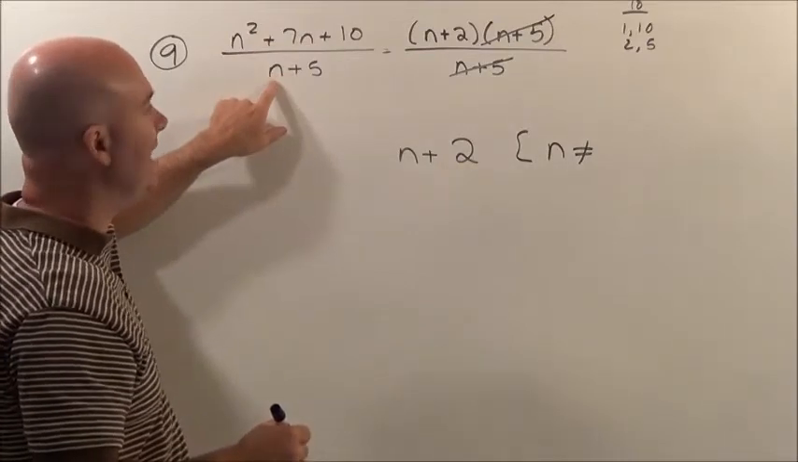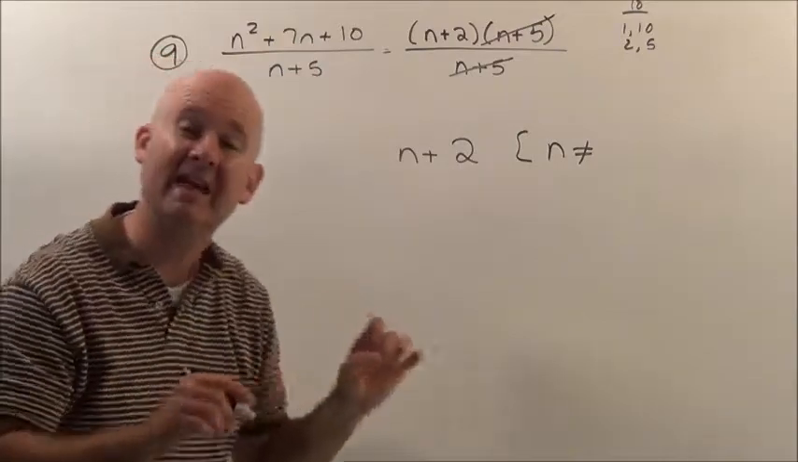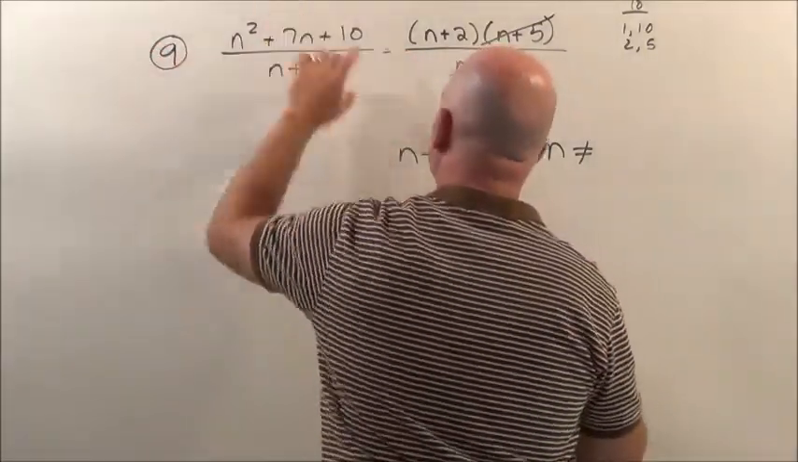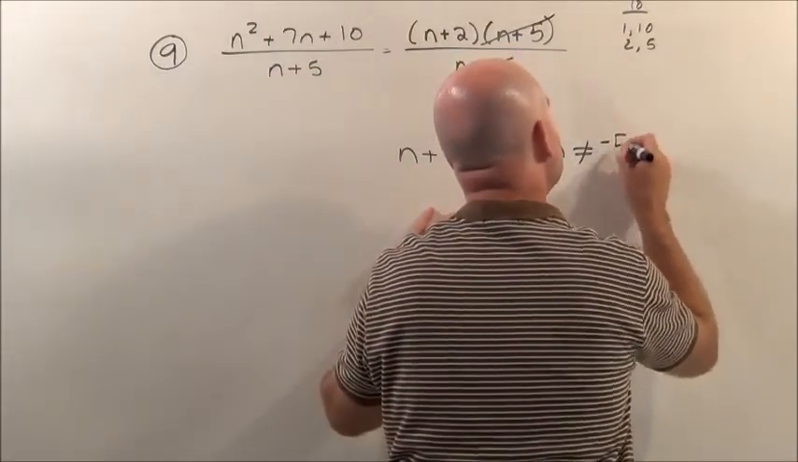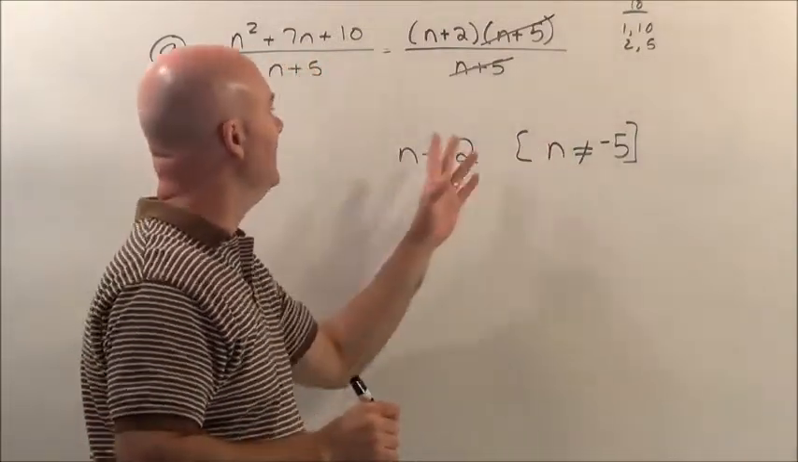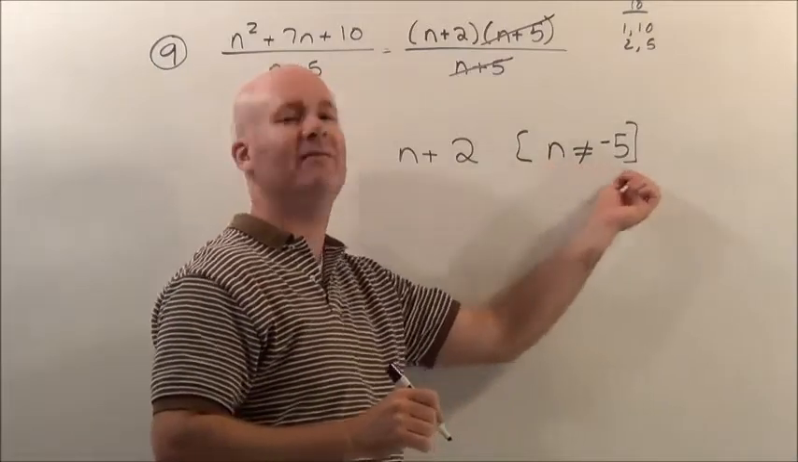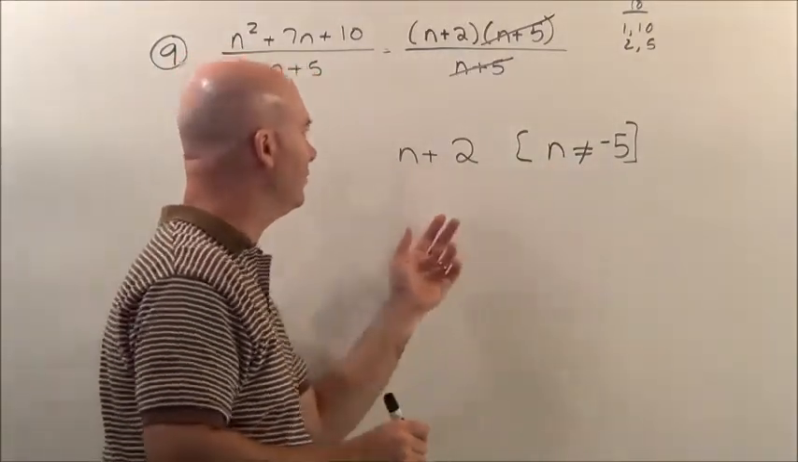What value, if you try to plug it in for n, would create a problem here? Well, if n is negative 5 right here, negative 5 plus 5 creates a 0 on the bottom, and you can't have that. So we've got to make sure that we tell people this does simplify to just n plus 2, but n cannot be negative 5. We've got to make a side note here saying this simplifies to n plus 2, however, make sure n can never be negative 5. People might say, oh, why can't it? I'll plug negative 5 in there and get negative 3.